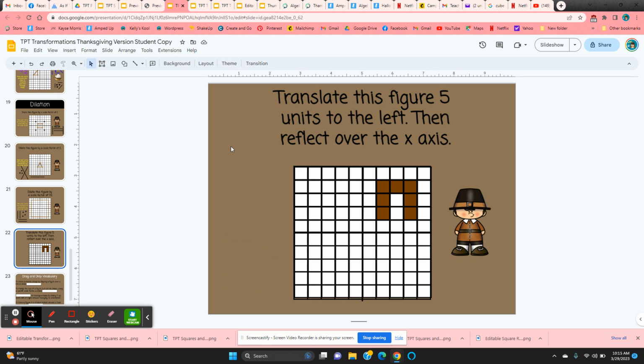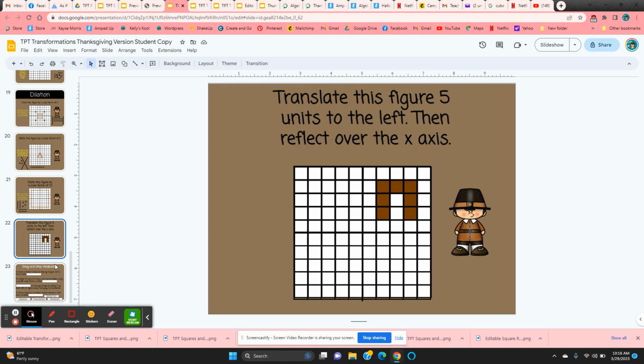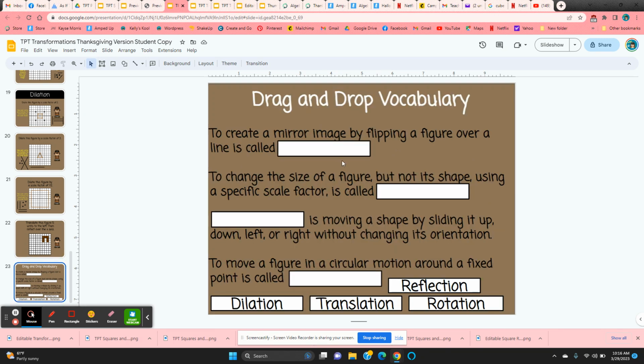And then the final slide for transformations, students are going to do 2 different transformations. They're going to move this figure, translate it 5 units to the left, and then reflect it over the x-axis. Slide 23 is vocabulary, so it's just got the 4 different types of transformations that we've just covered, and they're going to put them in the correct place in the sentence frames. So they just click on the edge, click and hold, and then they can move it where they need it to go. Now that is the lesson on transformations, the Thanksgiving version.